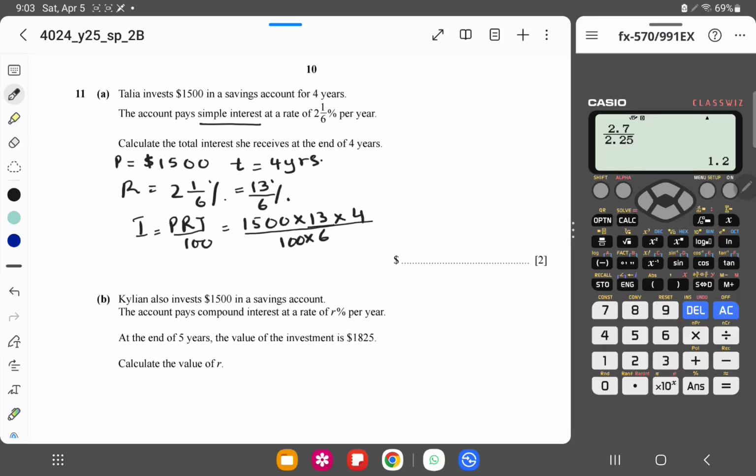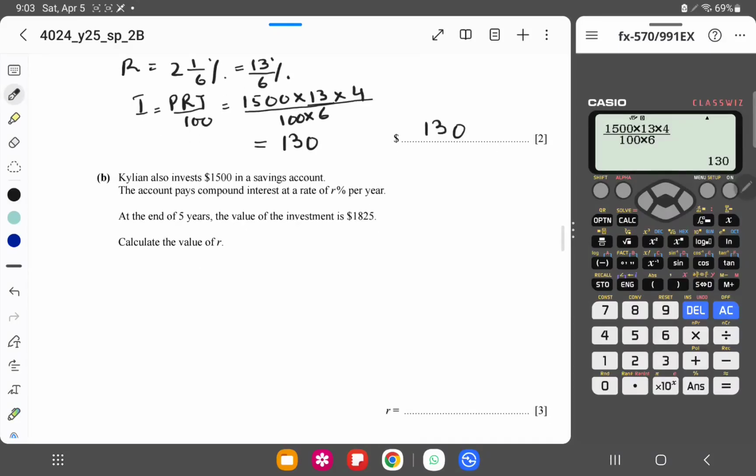Okay, so take your calculator and find your answer for this one. 1500 times 13 times 4 over 100 times 6, which is equal to 130. So the interest is 130.